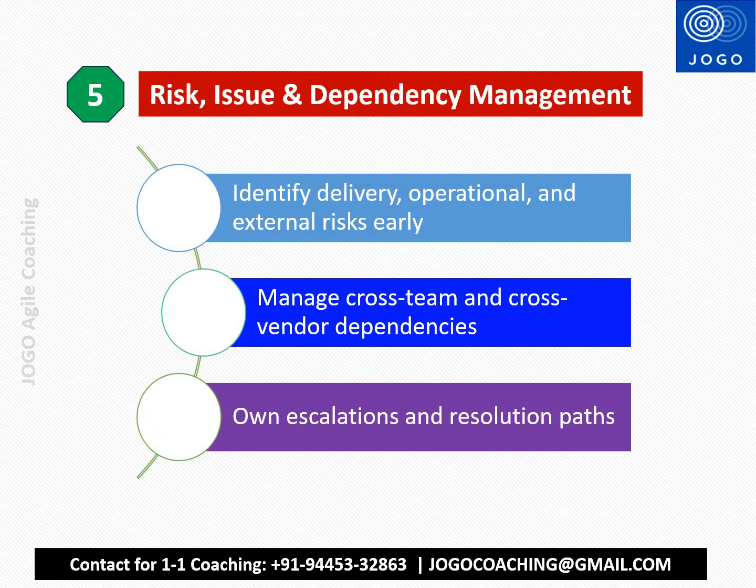The fifth one is risk, issues and dependency management. Agile PM will identify the delivery related risk, operation related risk and the external team risk. External team means vendors and partners, etc. Agile PM will also manage the cross team and cross vendor dependencies.